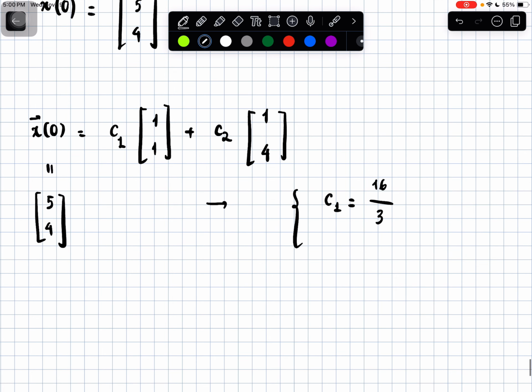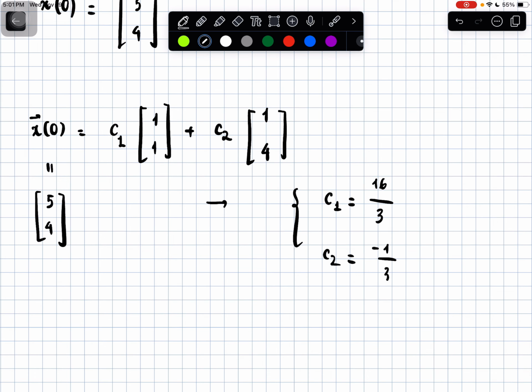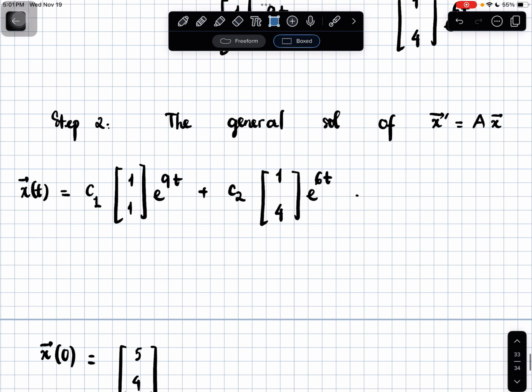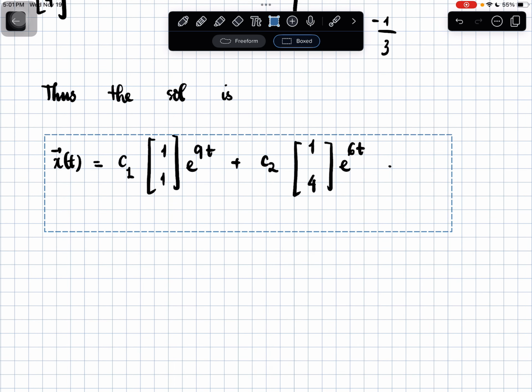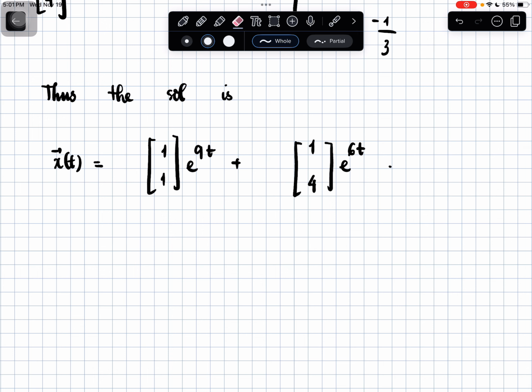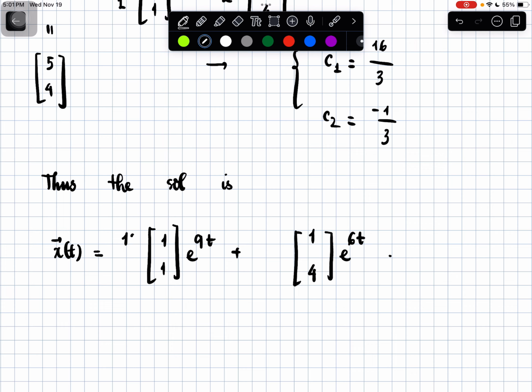c1 is 16 divided by 3. And c2 will be minus 1 divided by 3. So yeah, we have this c1, c2. The conclusion is the solution is x of t equal to this, where c1 is this, c2 is this. 16 divided by 3, minus 1 divided by 3. We are done.